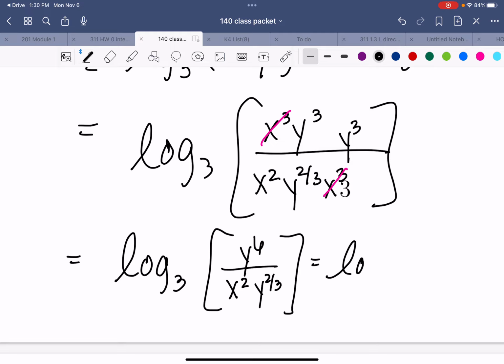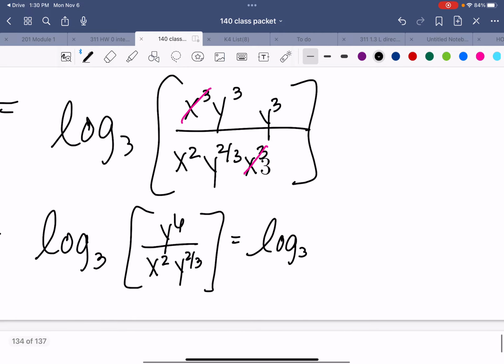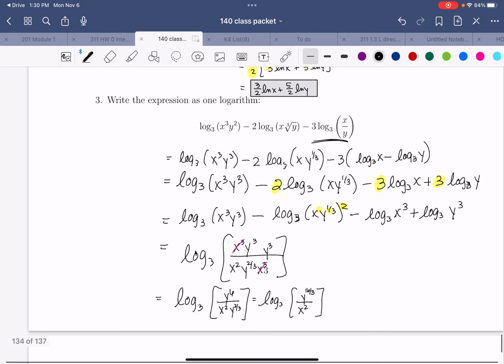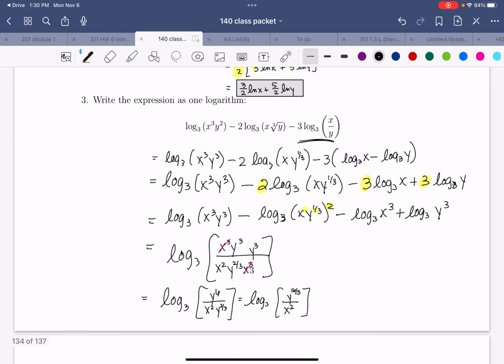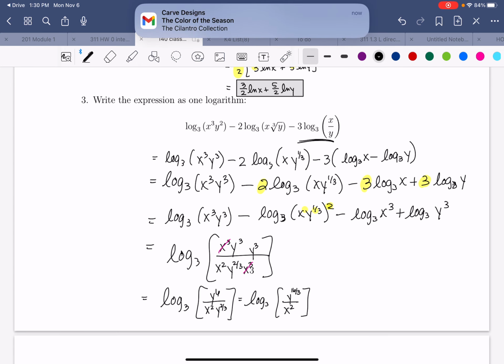And so then the last thing that we want to do is subtract the exponents on the y. So 6 minus 2/3 is 16 over 3. So this is going to be y to the 16/3 over x squared. So the fractions get a little bit funky there, but otherwise same kind of process.